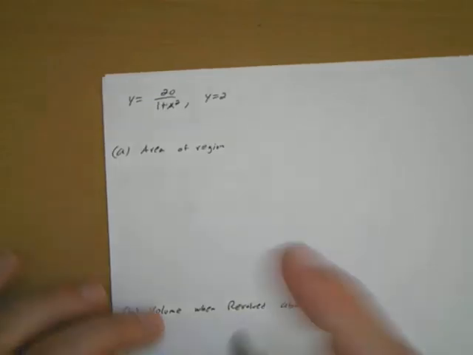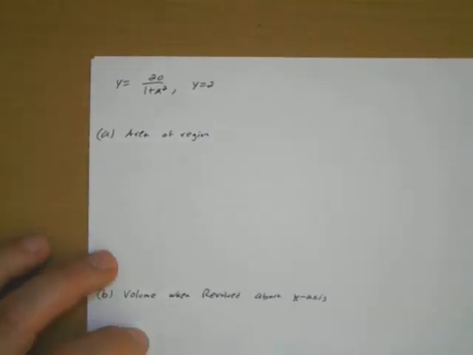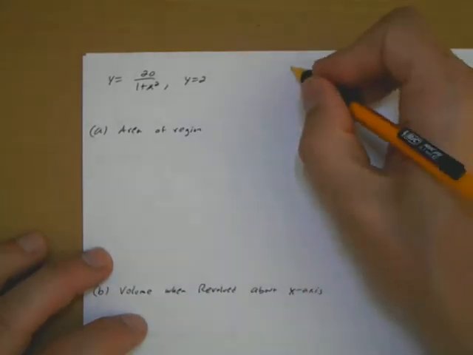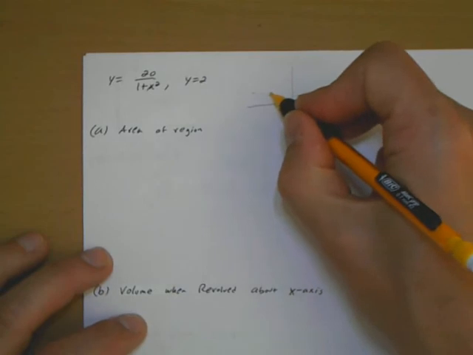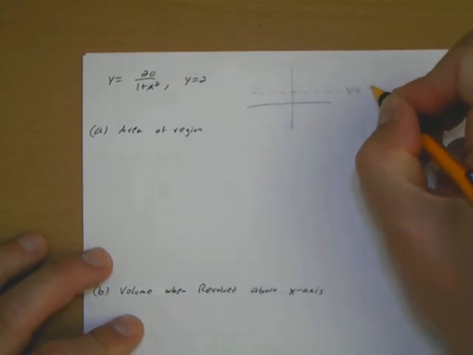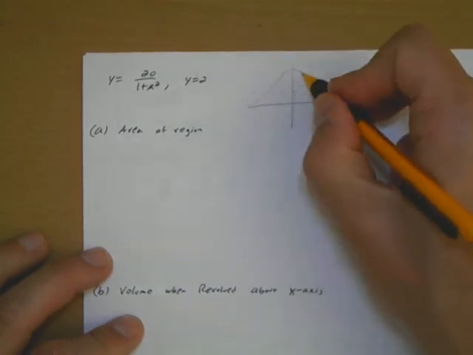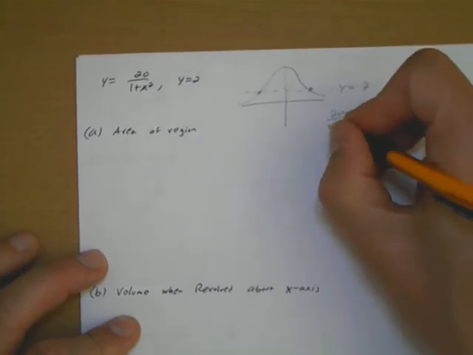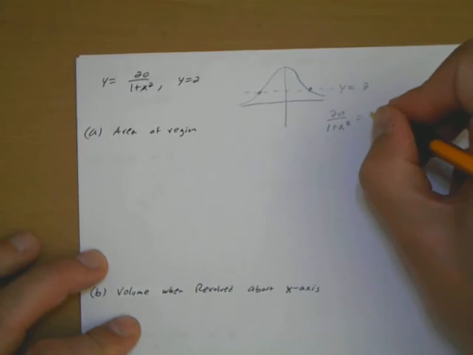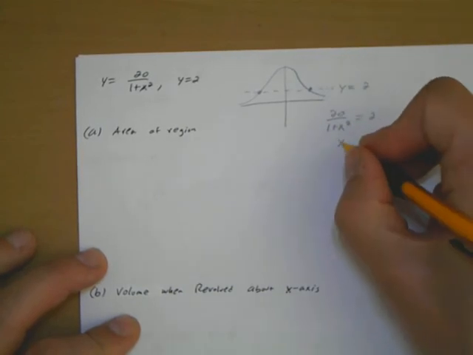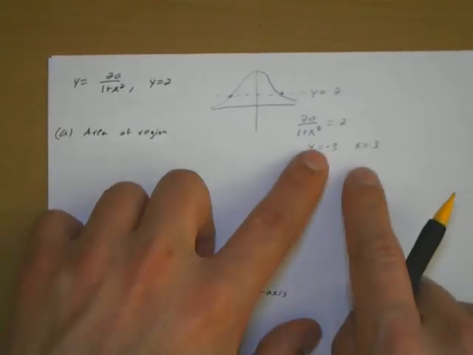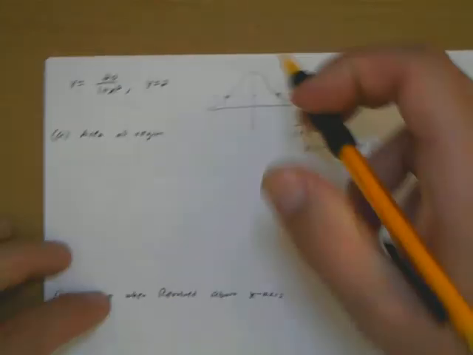For part A on number 2, you have to find the area of the region. So you had to find a nice window to make this fit. So y is equal to 2 goes across like that, and this curve looks something like that. And where they intersect, where 20 over 1 plus x squared is equal to 2, it's going to be at x equal to negative 3 and x equal to positive 3. So that gets us the limits of integration where they intersect. You're looking for the area of this region.